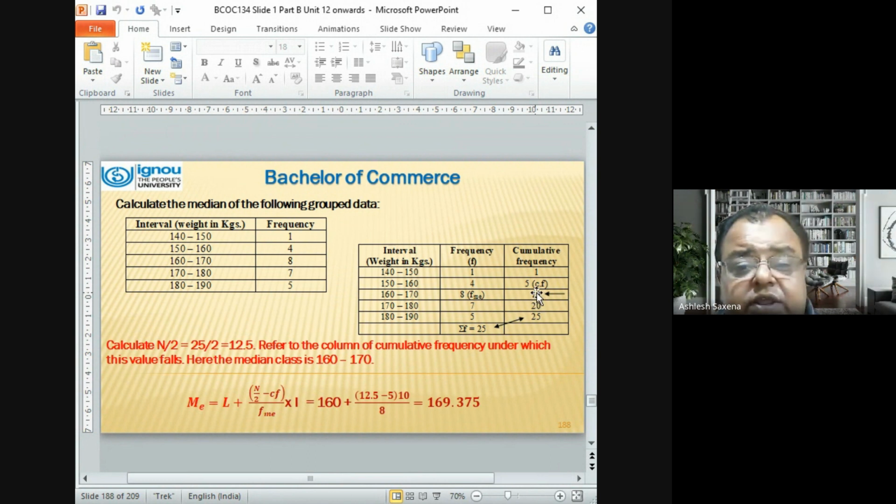Cf is the cumulative frequency above the median class. You have chosen this as the median class, so this 5 will be the Cf. And the frequency of the median class, that is 8. Place the values, and your i is 10. The result comes out to be your median, 169.375.